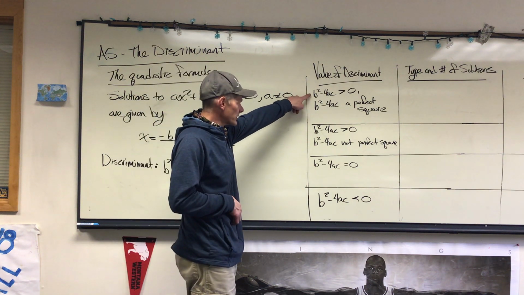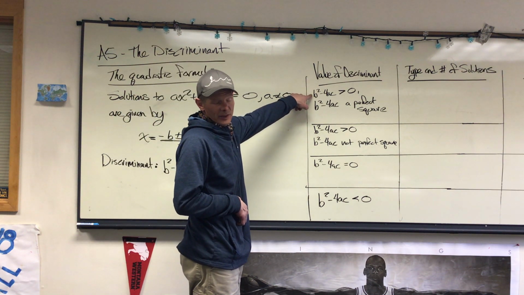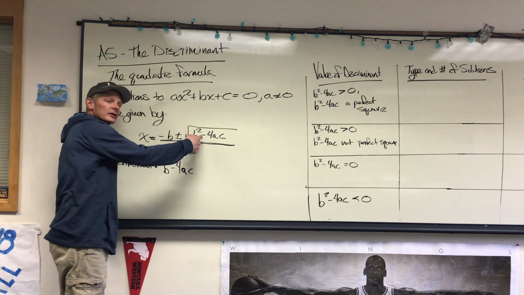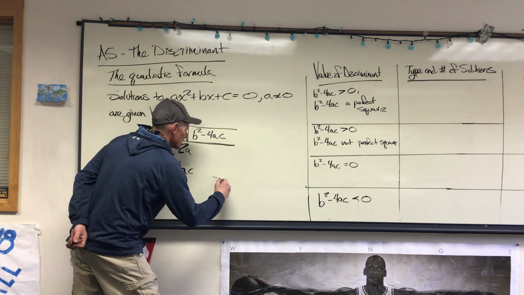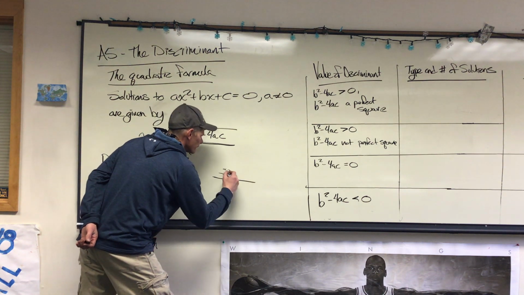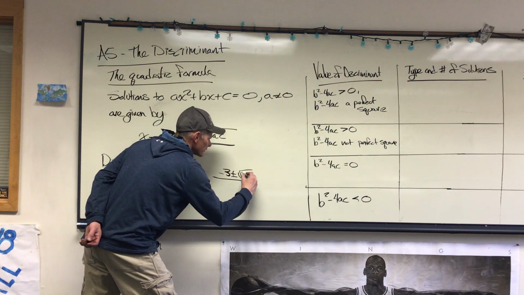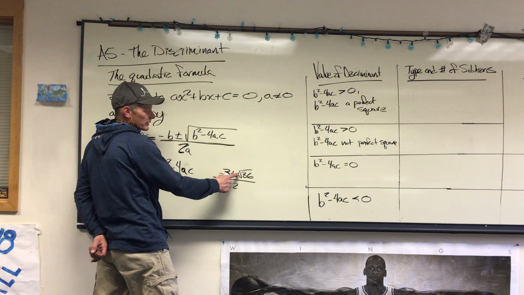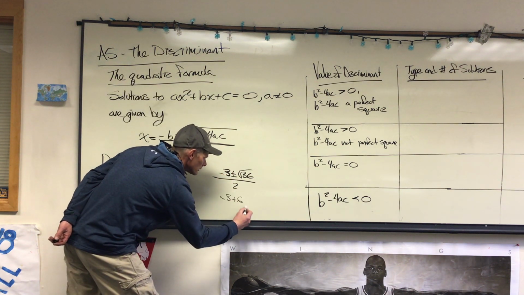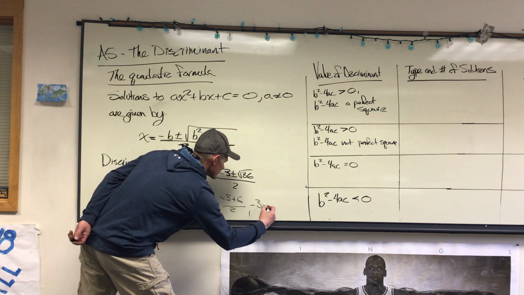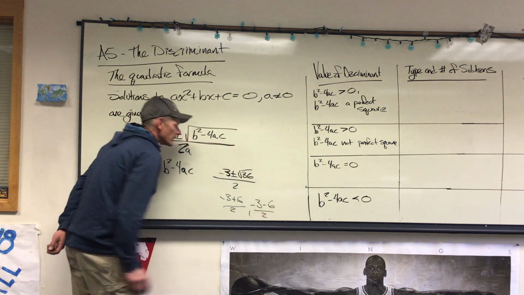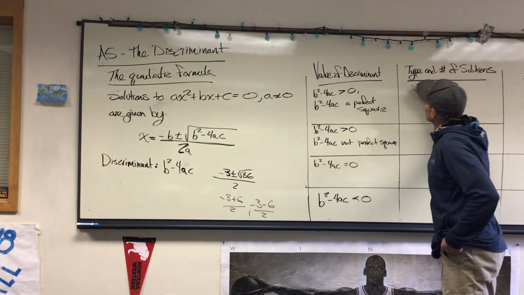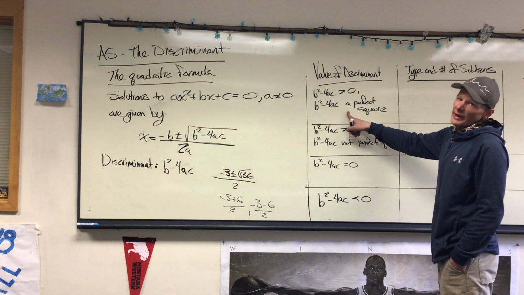So the first one here says that b squared minus 4ac is positive and it's a perfect square. So when we plug everything in there, we might get something like minus 3 plus or minus the square root of 36 over 2, right? And that would be minus 3 plus or minus 6 over 2. Or I should say additionally, minus 3 minus 6 over 2, right? Two real solutions, and they're different. And they're rational.